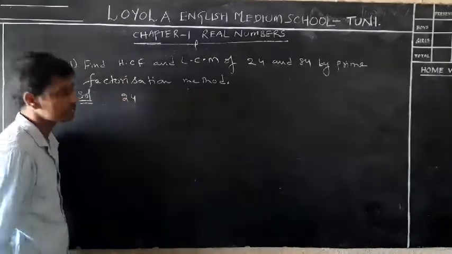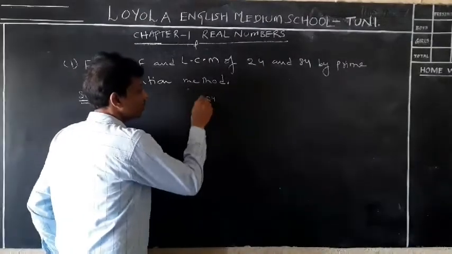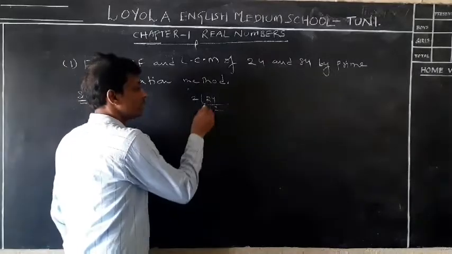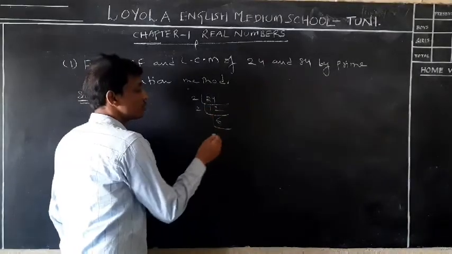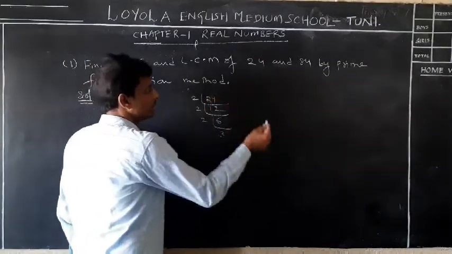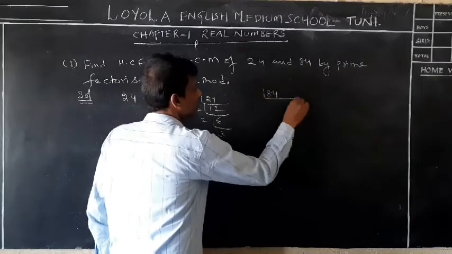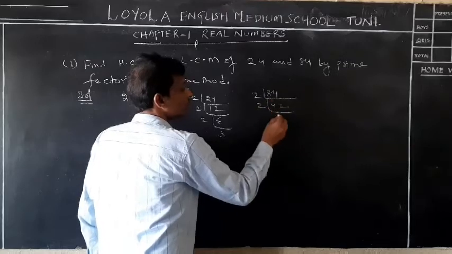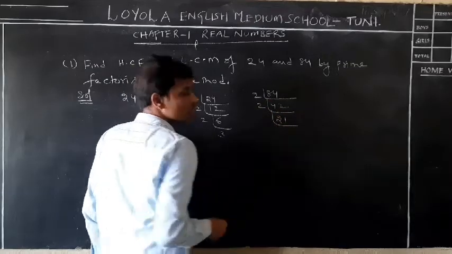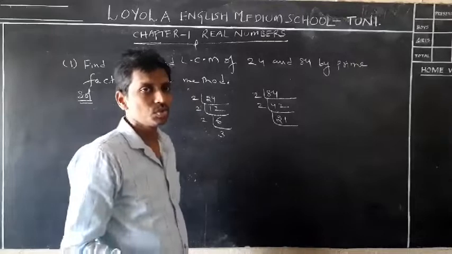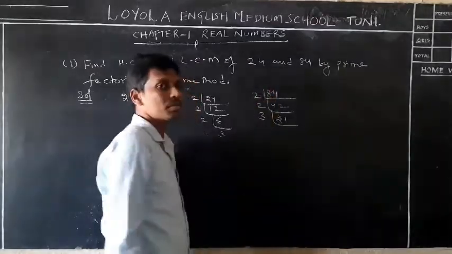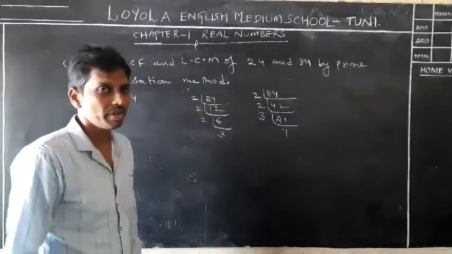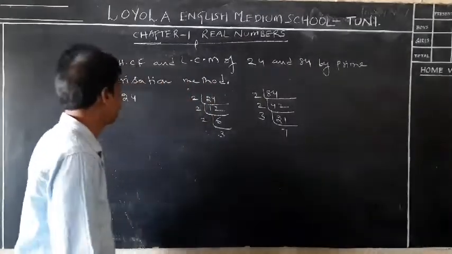24 is there. Better we divide 24. 2 table is possible. 2 12s are 24. Again 2 6s are 12, 2 3s are 6. In the same way 84 also we divide. 2 times 42, 2 times 21. Can we expect 2 again? No. 2 is not divisible into 21. So 3 divides 21, 7 times.